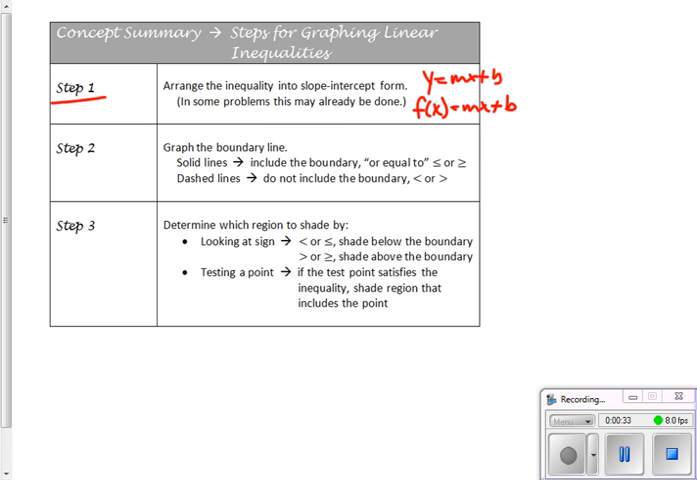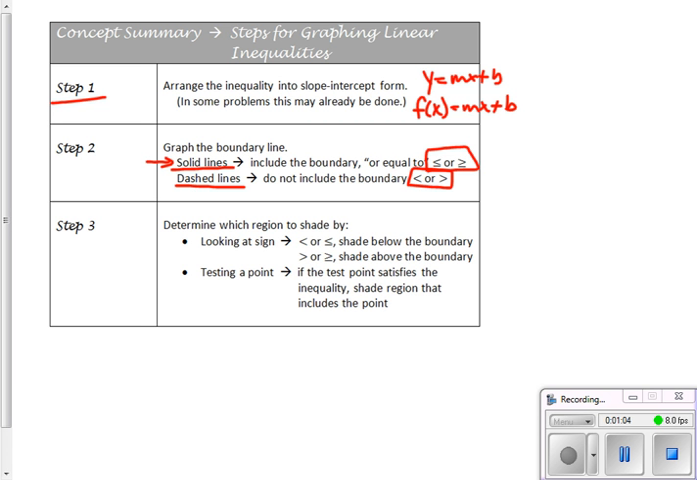Remember when we talked about the inequality sign itself: greater than and less than, open circle; greater than or equal to, less than or equal to, closed circle. Values included, values not included. Same purpose. You will use a solid line when you have these symbols, less than or equal to, or greater than or equal to, stating values are included. You'll have a dotted line when you have a less than or a greater than symbol.